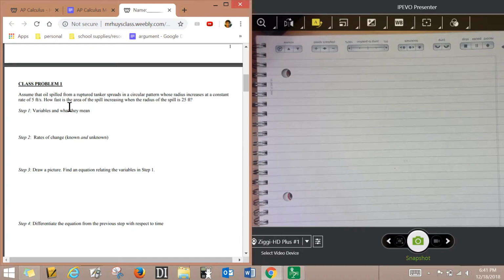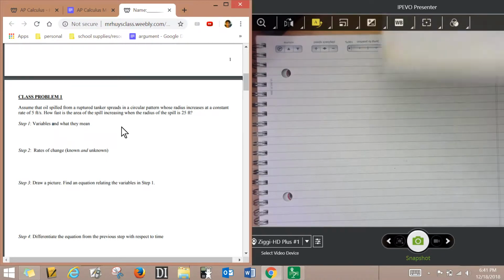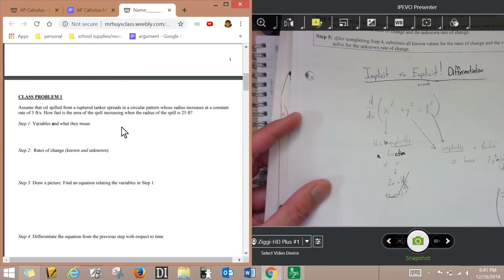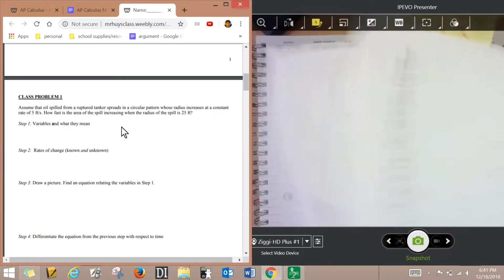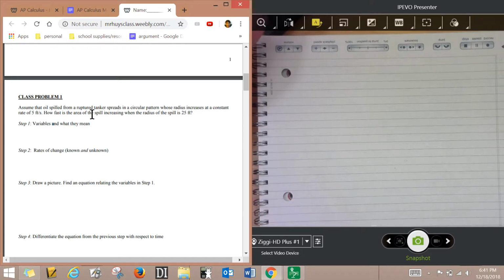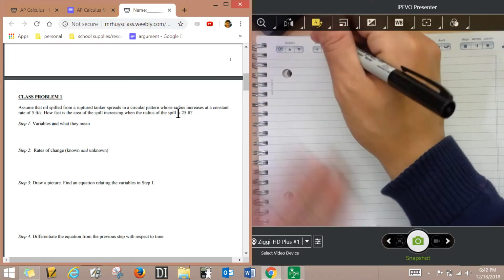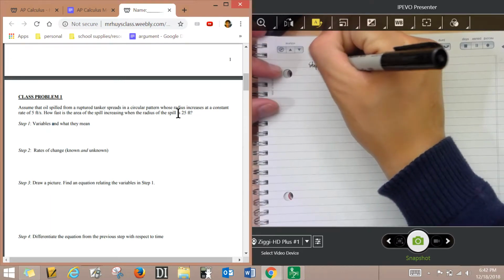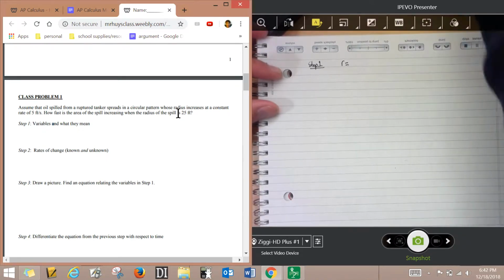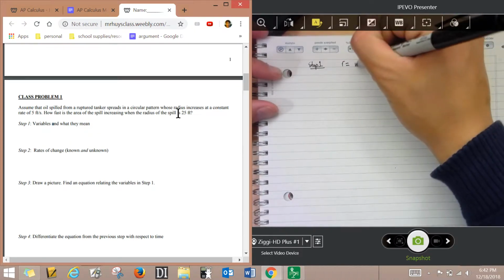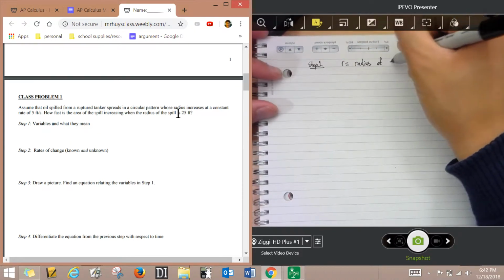Okay, so the first thing you want to do is variables. You have to define variables, what they mean. If you remember from my first example, I had many different variables and I took the derivative of them. That's a clue as to what we're going to do right now. So let's read this one once more. Assume that oil spilled from a ruptured tanker and it spreads in a circular pattern with a radius. On the right-hand side, I'm going to start writing the work. For step 1, I'm going to say that R is a variable we might want to know, and that's the radius of the spill.